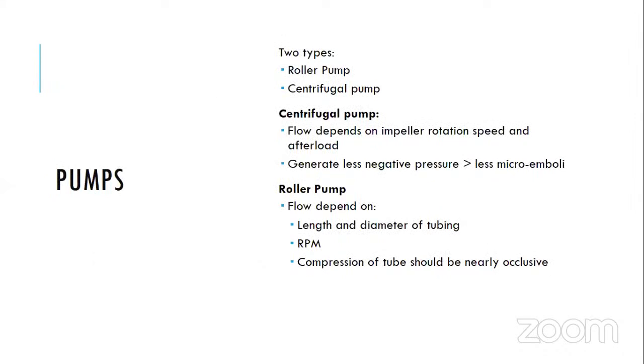Pumps, we have two types, roller pump and centrifugal pump. Centrifugal pump flow depends on impeller rotation speed and afterload, generates less negative pressure and less microemboli, while roller pump flow depends on length and diameter of tubing and rotations per minute, the RPM. Compression of the tube should be nearly occlusive.